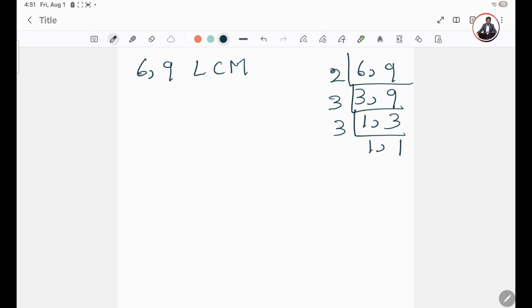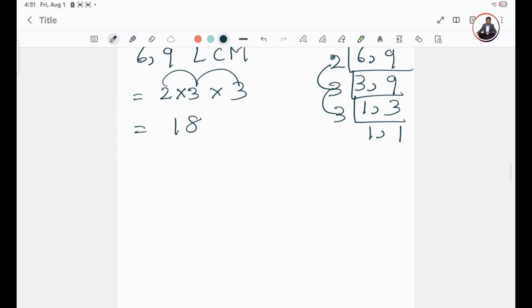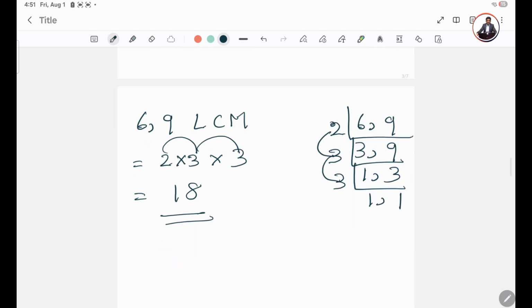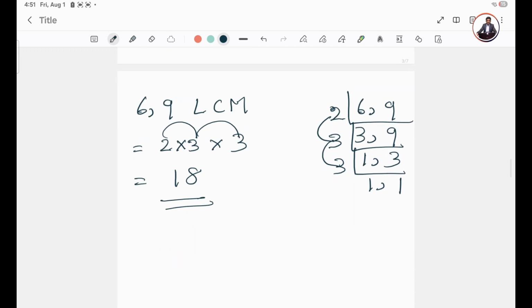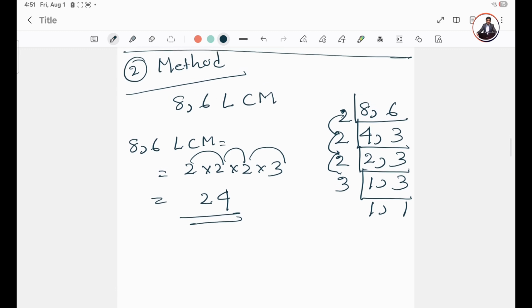So what you have to do now is multiply all these factors: 2 times 3 times 3. So the answer is 2 times 3 is 6, and 6 times 3 is 18. The least common multiple of 6 and 9 is 18, right? Okay. So in future sessions, I'm going to use this method because I personally prefer this one.